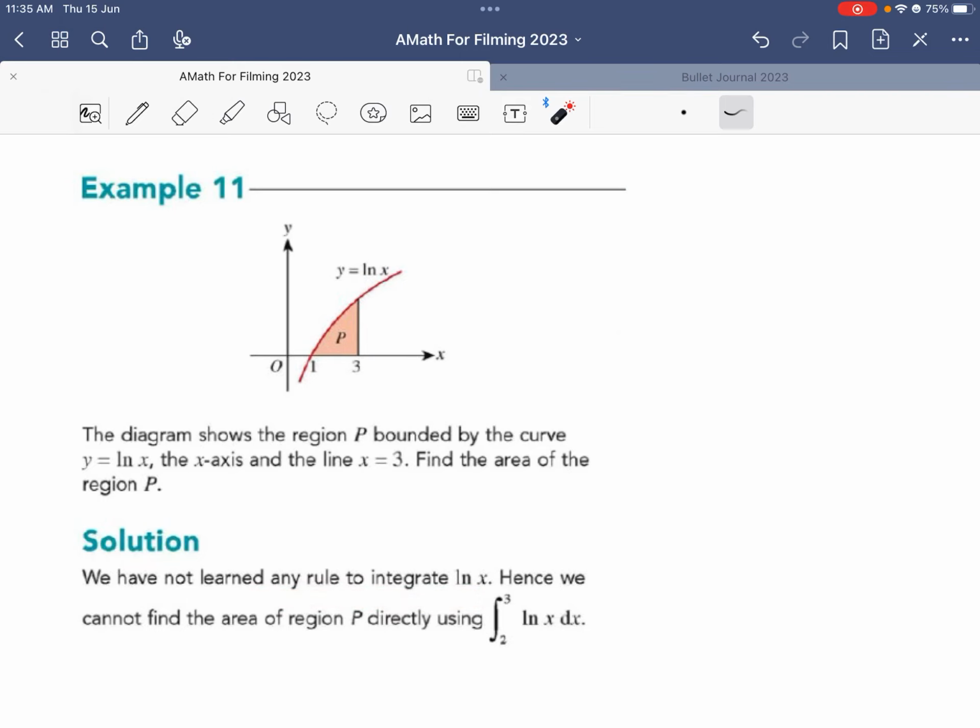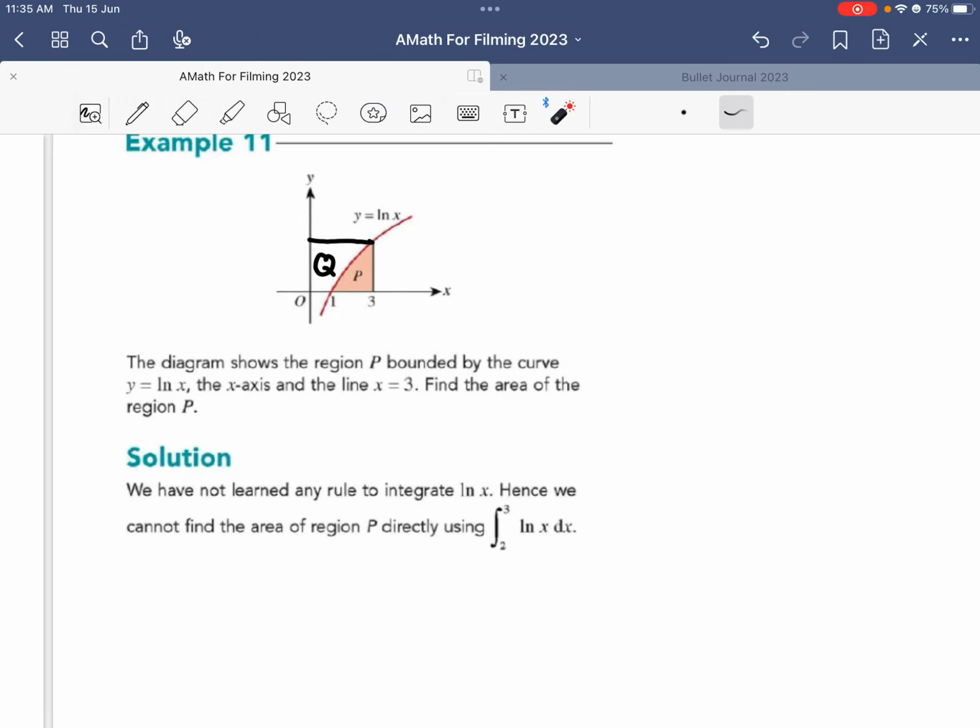Instead of finding P directly, what I can do is attempt to draw a line here. I find this area that's called Q. Then once I find Q, I find the area of the rectangle itself, minus away area Q. What I'm left with is the area of P. All of this trouble stems from the point that you are unable to integrate ln x with respect to x.